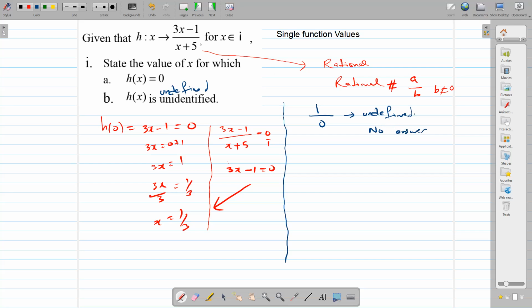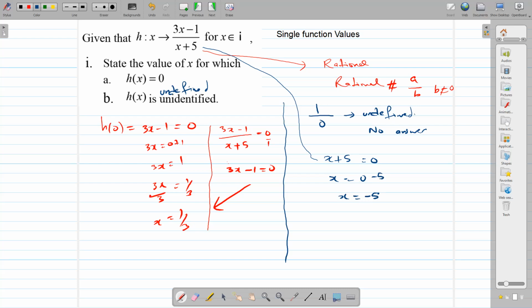So what we need to do here, because we want a 0 here in the denominator, we take this denominator, which is x plus 5, and set it equal to 0 and solve it. So we say x plus 5 equals 0, therefore x is equal to 0 take away 5, which means that x is negative 5.